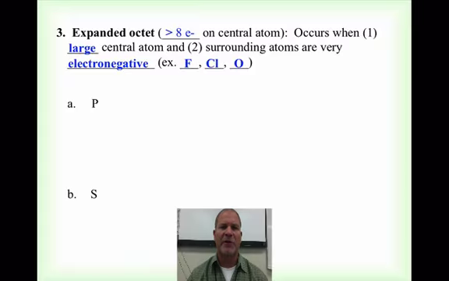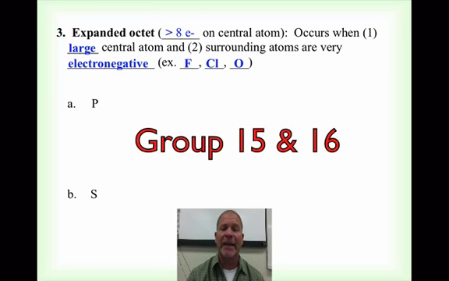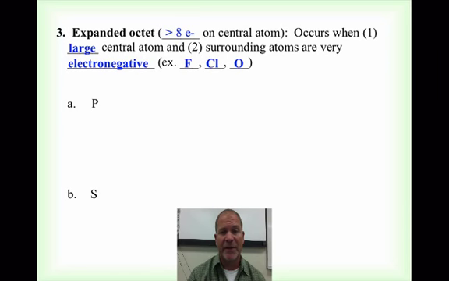The third example here is expanded octet, and expanded octet happens in group 15 and group 16, and the reason why it happens is they come in contact with something with a high electronegativity. One of your guys in the upper right hand corner, your fluorine, chlorine, oxygens, they're very, very bossy. They really, really want an electron. They have a high electronegativity. They're going to pull away from someone.